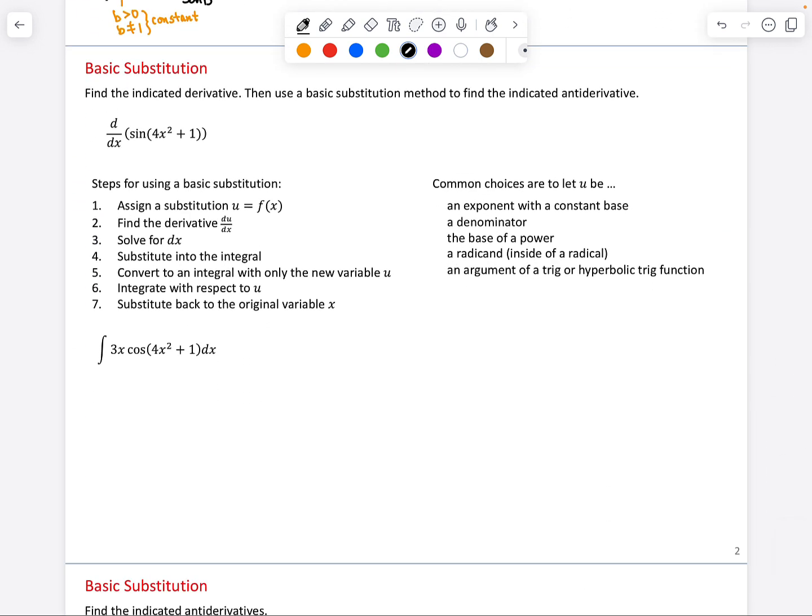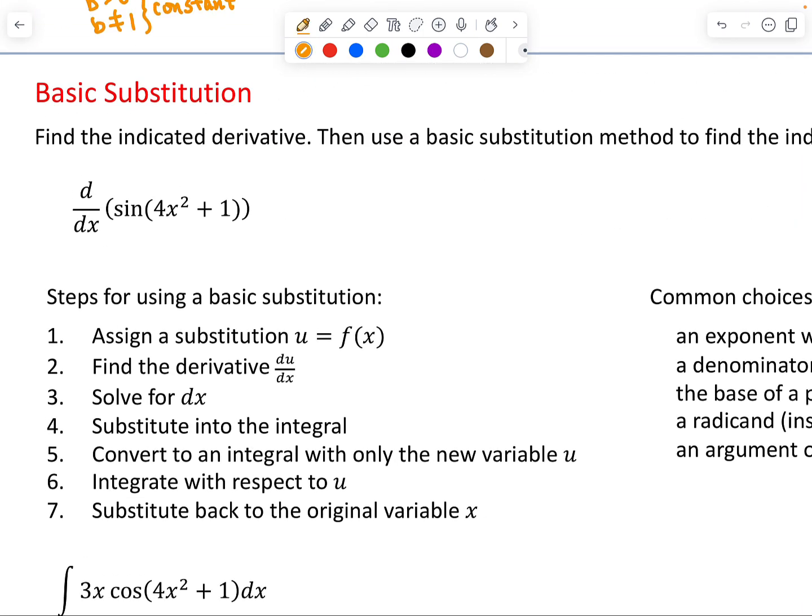Find the indicated derivative, then use a basic substitution method to find the indicated antiderivative. First, a review of a derivative. In general, if you have the sine of some function u, and you do a derivative with respect to x, then we must use the chain rule. We'll get cosine of that same argument, and then multiply by the derivative of the argument, which I'll put in the front.